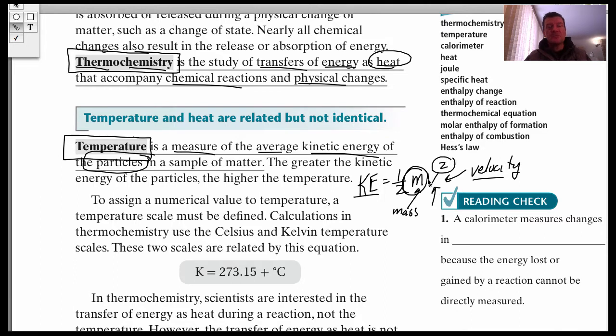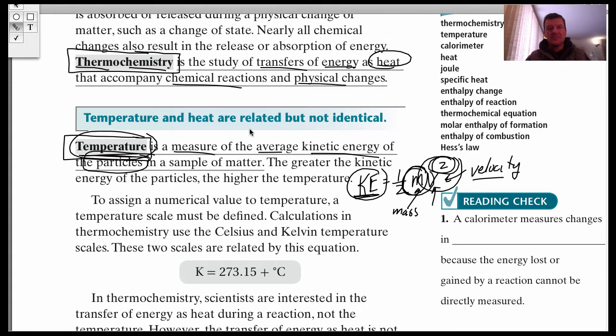So as particles increase their speed, their velocity, their kinetic energy is going to go up exponentially because that value is squared. Okay? So kinetic energy is really what we're measuring when we take the temperature of a sample of matter. We're measuring how much kinetic energy do those particles have. They all don't have the same kinetic energy. Some are traveling faster than others. If you had a pure substance, all the particles are going to have the same mass, but they may be traveling different velocities. But the average kinetic energy would give us that temperature.